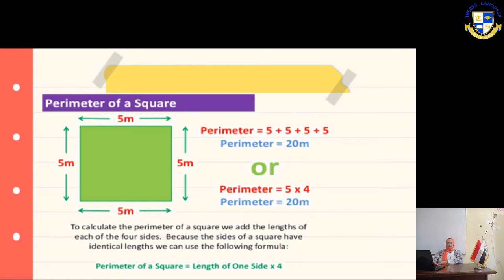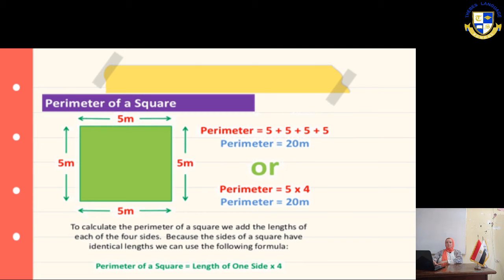The rectangle has 2 different sides, length and width, okay? Each 2 opposite sides are equal. So to find the perimeter of the rectangle, we can do 6 plus 4 plus 6 plus 4, okay? Or we can use the rule: length plus width times 2, okay?